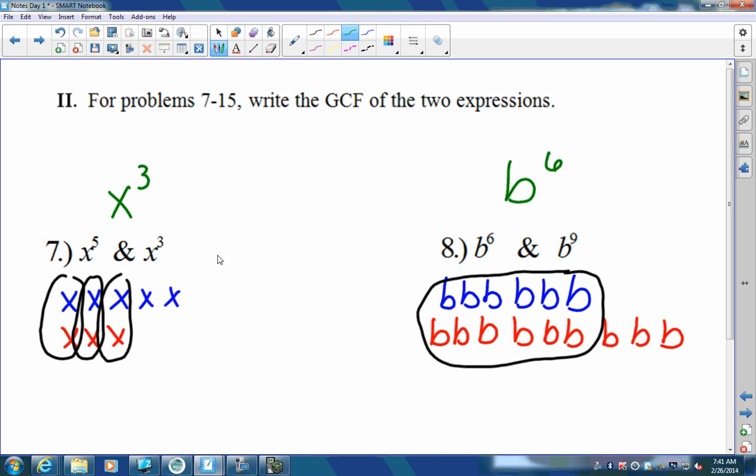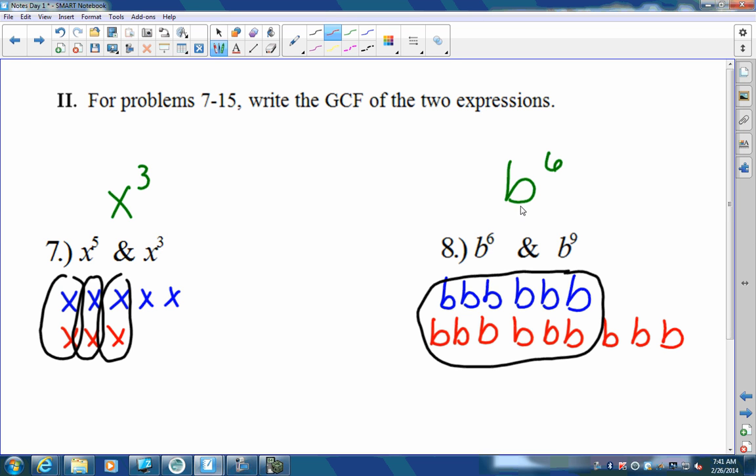What do you notice about these things? When I'm finding the GCF out of this first one, out of where it says X to the 5th and X to the 3rd, my GCF was X to the 3rd. When I had in number 8, B to the 6th and B to the 9th, my GCF was B to the 6th. What do you notice about my GCFs? It's my lowest exponent. Okay? And that is true. If you can look and see, as long as the bases are the same, you find the lowest exponent.